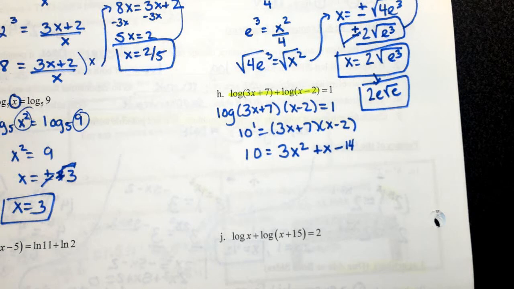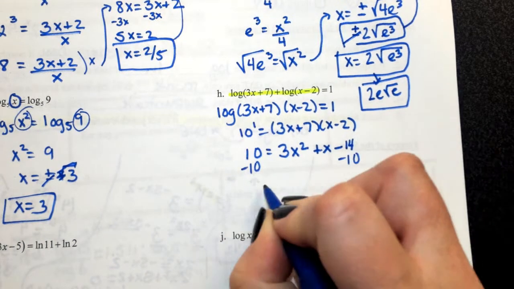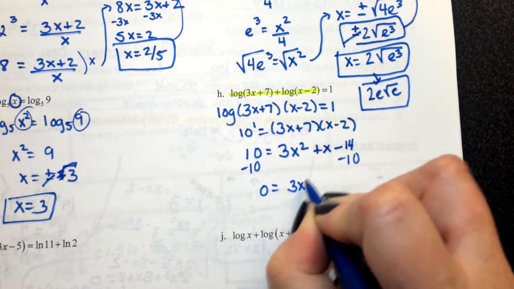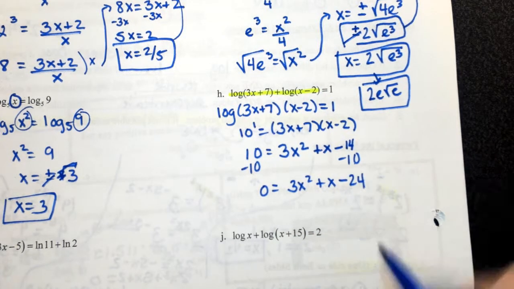What do I need to get on one side in order to solve by factoring? I need to get a 0. So I'm going to have to subtract 10 on both sides. So 0 is equal to 3x squared plus x, negative 14 minus 10 is a minus 24.